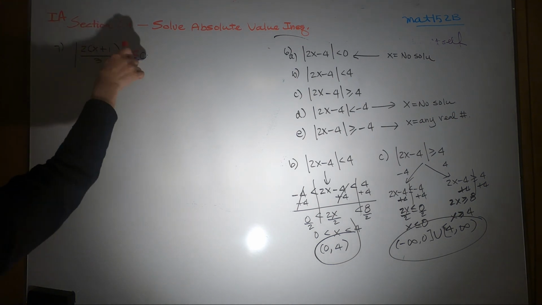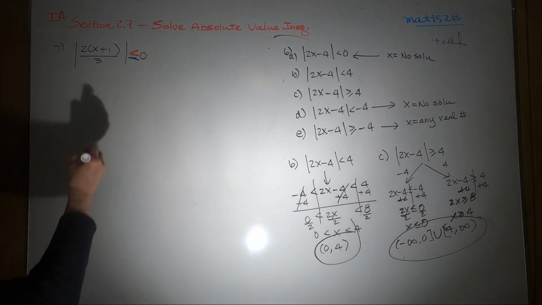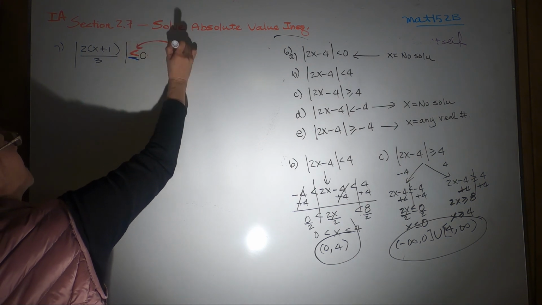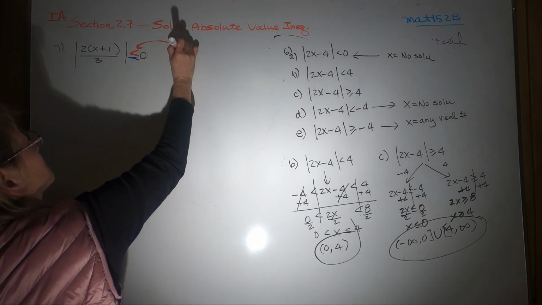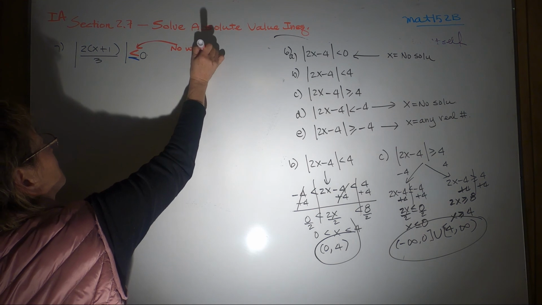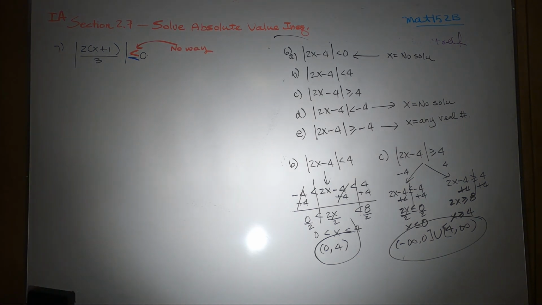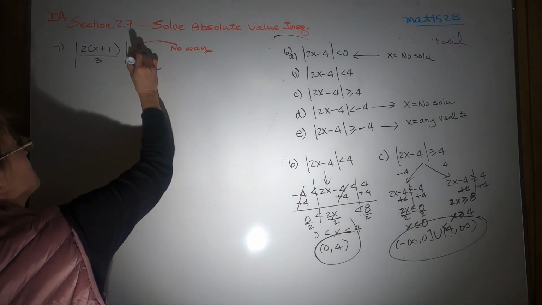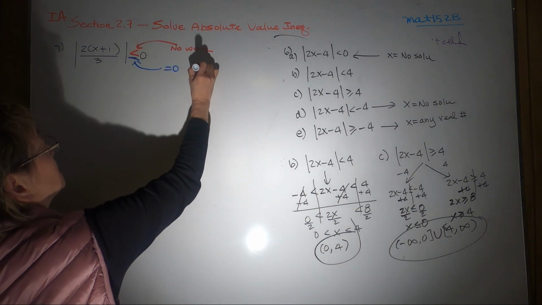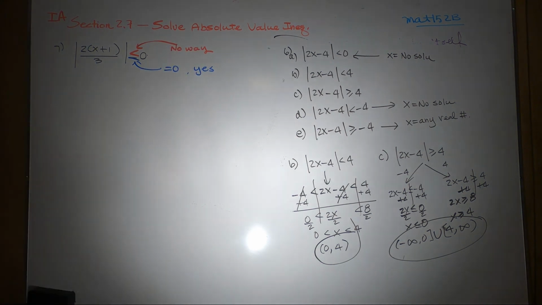Can absolute value be less than 0? So for this part, no way, right? However, can it be equal to 0? Yes. Right? So when we write it as 2 conditions, one, we cannot do it, another one, we can do it, then we should handle the other one.